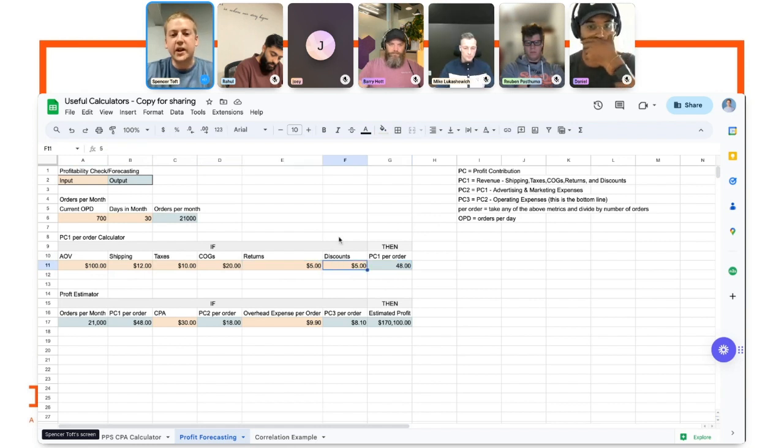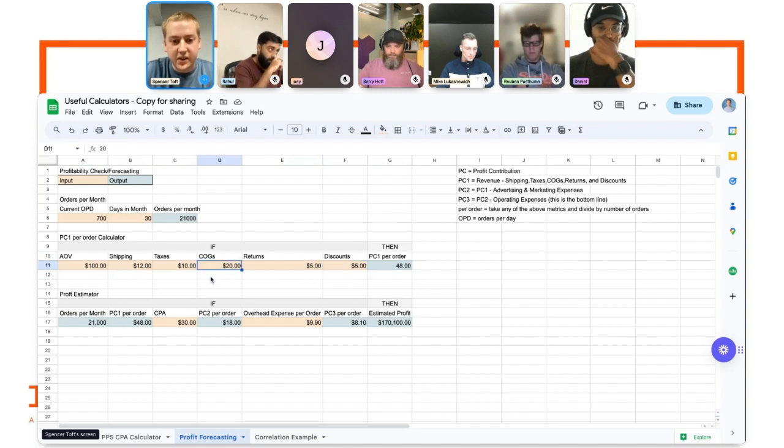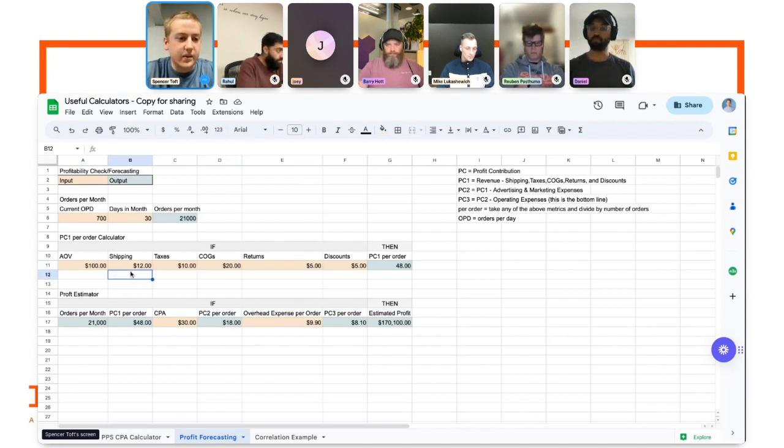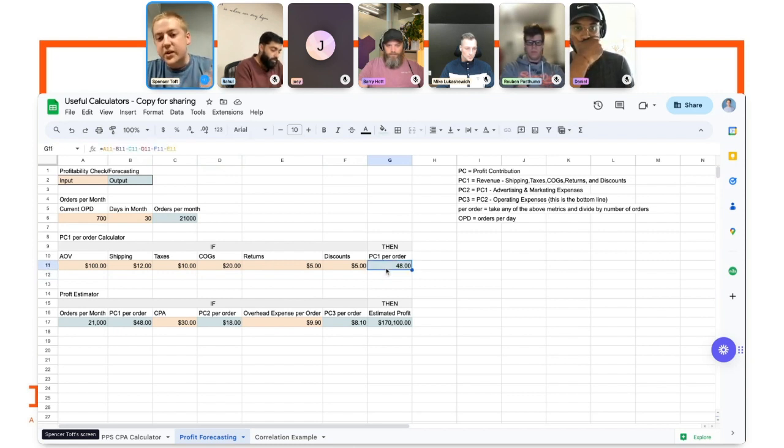So if you have a profit and loss sheet, just take all of these expenses and divide them by the number of orders, historically, and you'll get a good idea of all of these things. That gives you your profit contribution one per order. And then you take that to the profit estimator, which I misspelled profit. I'm going to fix that real quick.